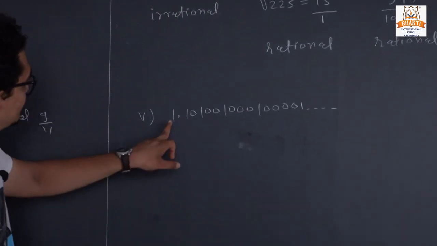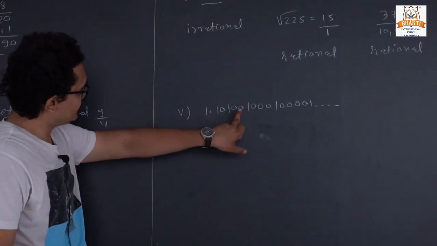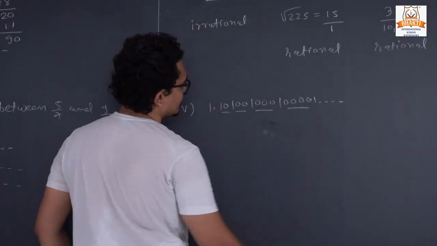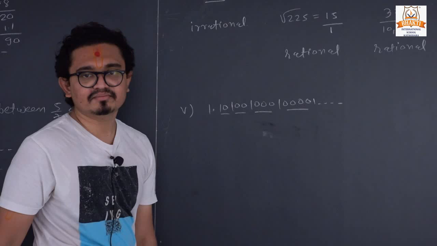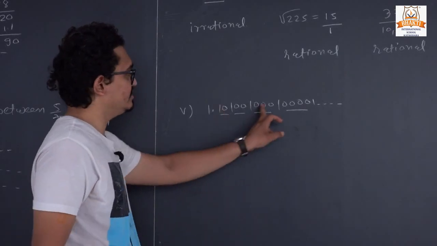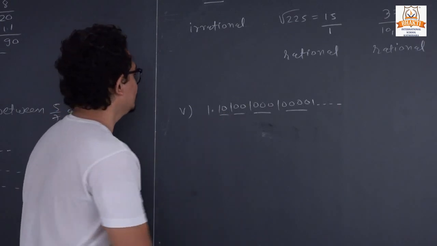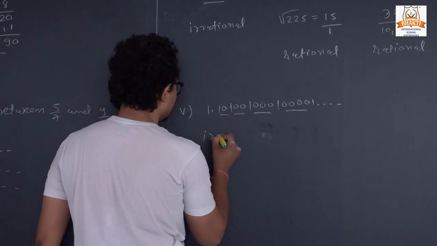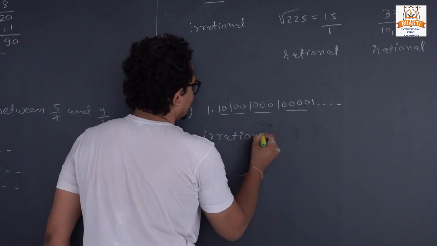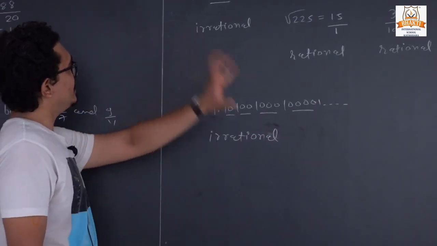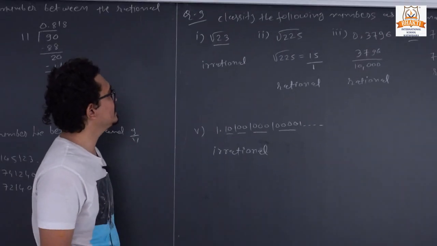Last, 1.10100, see the sequence, 1003040. So digits are not repeating. Every time the sequence will be changed. So it is not repeating, it is non-recurring. So these are which kind of number? Irrational number. So from them we can conclude two things.